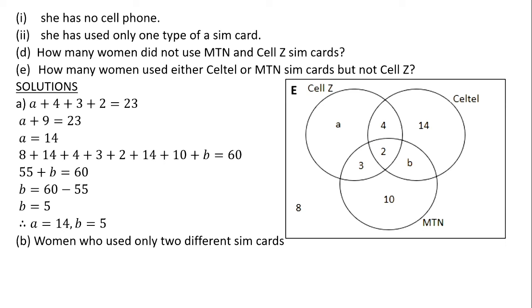Then, how many women used only 2 different SIM cards? We have 3 who used Cell Z and MTN, 4 who used Cell Z and Celtel, and 5 who used Celtel and MTN. So we are going to add 3 plus 4 plus 5, which gives us 12 women.